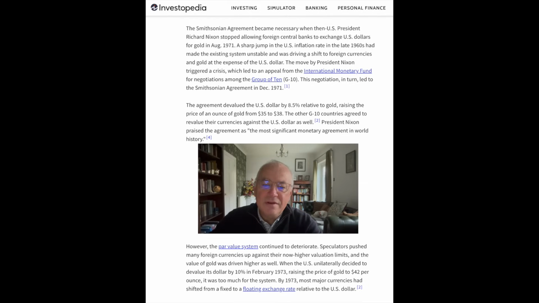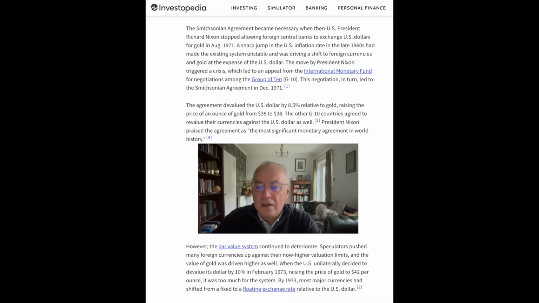The move by President Nixon triggered a crisis which led to an appeal from the IMF for negotiations among the Group of 10. This negotiation in turn led to the Smithsonian Agreement in December of 1971. The agreement devalued the US dollar by 8.5 percent relative to gold. Why gold? Well, because as I told you, gold is the ultimate store of value, measure of wealth. And they knew that back in 1971, which isn't really that long ago. And it hasn't changed.